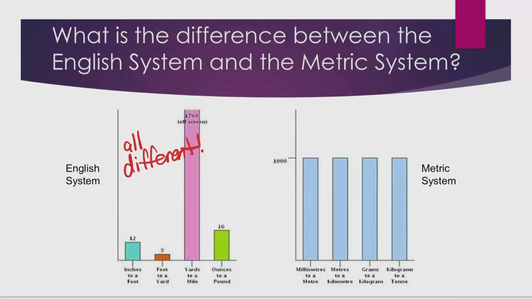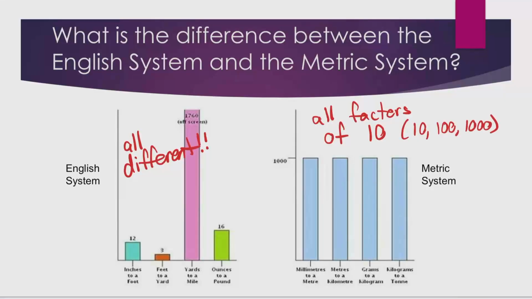So in the English system, they are all different. There's however many conversions you want to memorize, there's conversions that you can memorize. In the metric system, they're all factors of 10. So like if we're thinking about our scientific notation, 10 to the 1, 10 to the 2, 10 to the 3, 10 to the 4, there was that slide with all that. It's all that. And this is not just within one unit, it's like millimeters and kilometers.